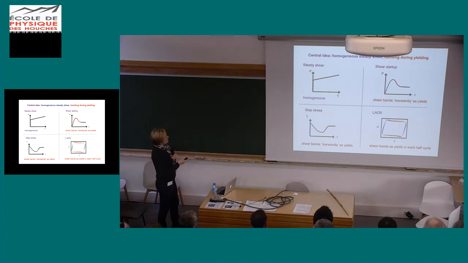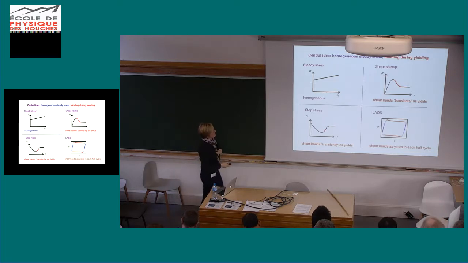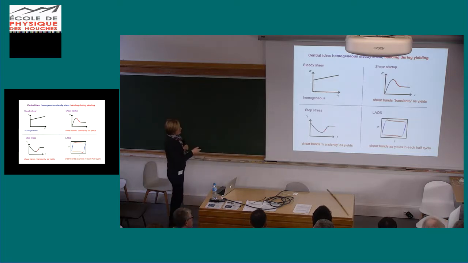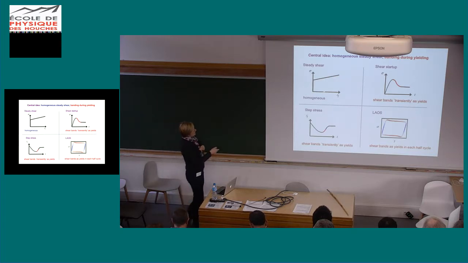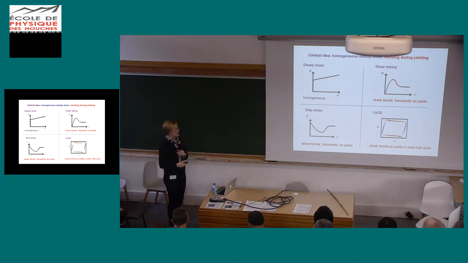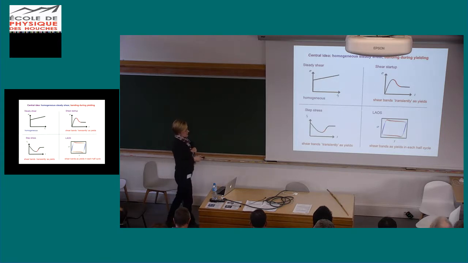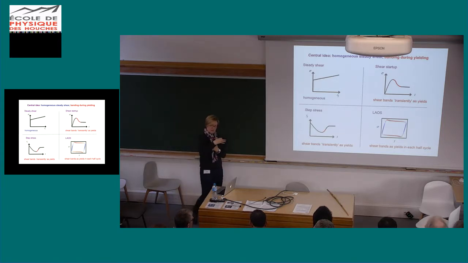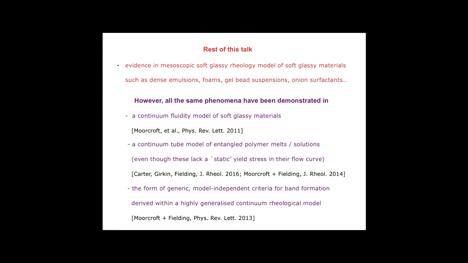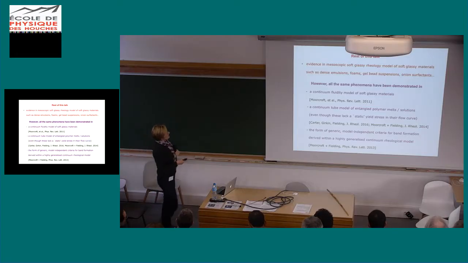So the take-home message is that for the large subset of materials for which the steady flowing state, the shear stress as a function of shear rate, is monotone increasing, the eventual steady flowing state on the fluidized branch must be homogeneous. Nonetheless, as you force the system to yield from a solid-like to a flowing state, either by a shear startup or by a step stress, then the system has to transiently form shear bands, which nonetheless then heal away to give finally homogeneous flow. And if you force the system to repeatedly yield, for example, in a large amplitude oscillatory experiment, then you repeatedly see shear banding in each half cycle. Okay, so the rest of the talk, as I've said, will be giving evidence for this in one particular model.